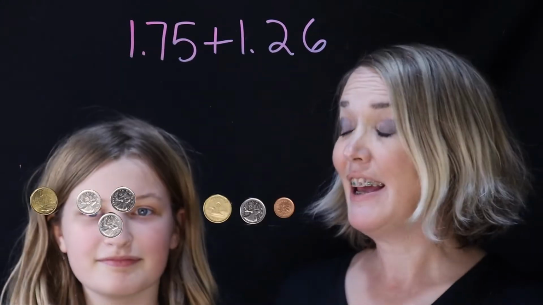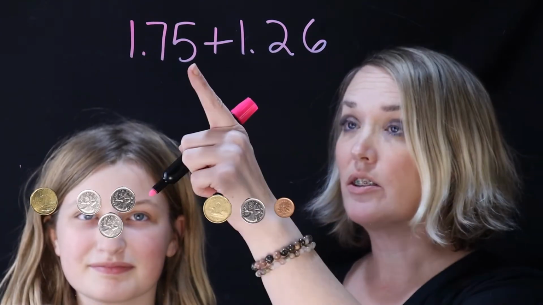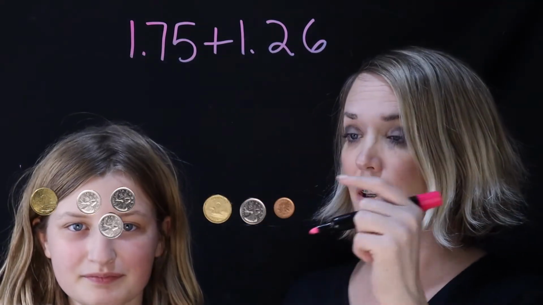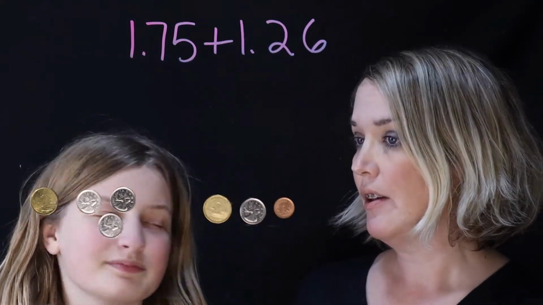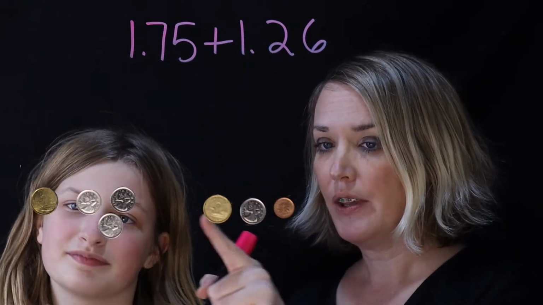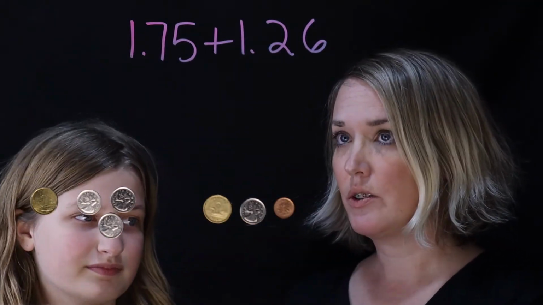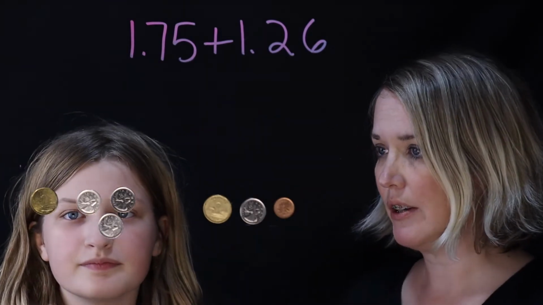Hi everyone. Today Anna's going to tell us how she does $1.75 plus $1.26 and how she sees this in her mind. So I already have $1.75 out and I have $1.26. So to figure this out, we need to figure out the total amount here. So how do you want to do that?